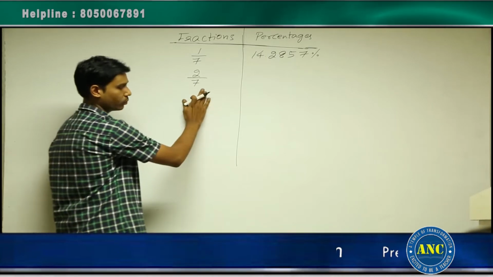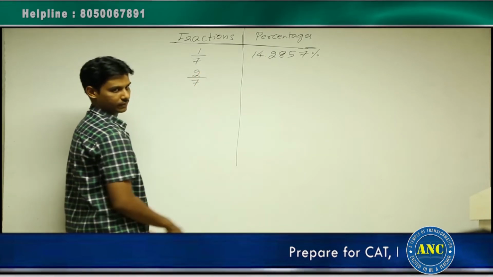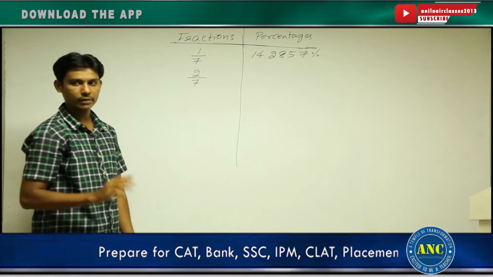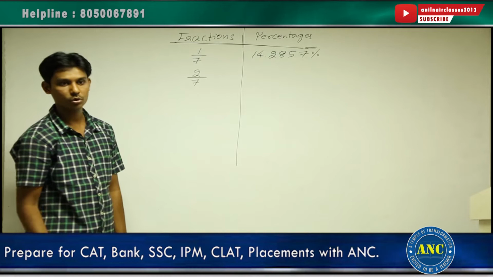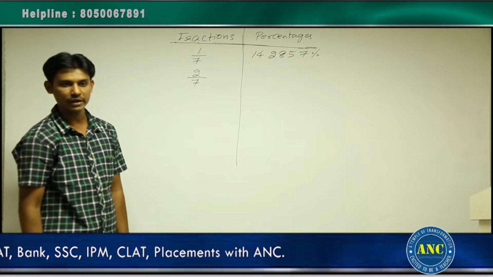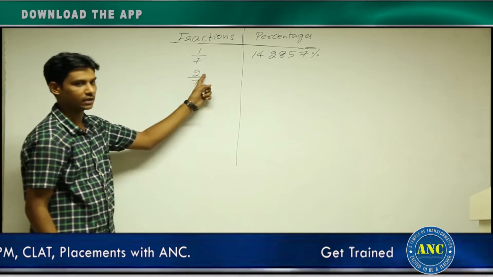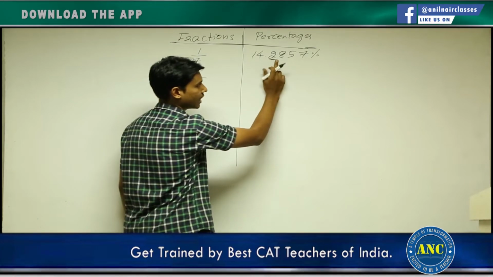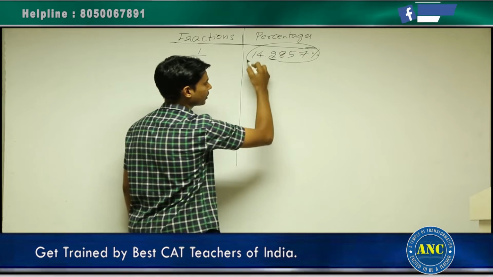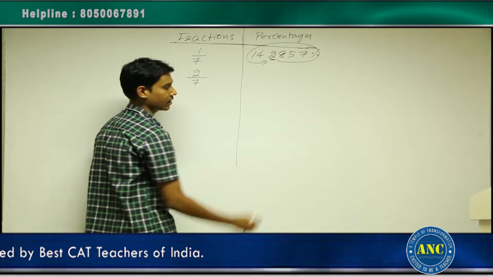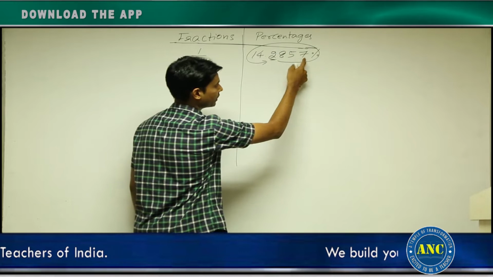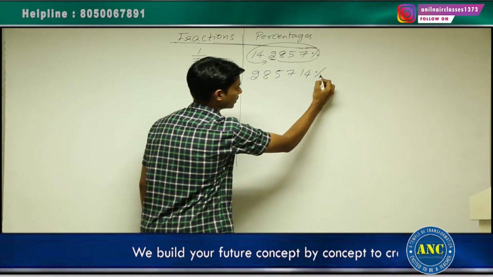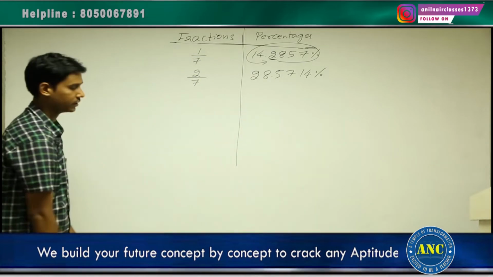Second way. See here. 2 by 7. Assume it as 20 by 7. That means I am multiplying the numerator by 10. How many times will 7 go into 20? 2 times. 7 into 2 is 14. 7 into 3 is 21, which exceeds 20. That means it goes only 2 times. Where is the 2 in this? 2 is here. Start from 2 and write down in cyclic order. Your answer is 285714. After 2 places, keep a decimal point.